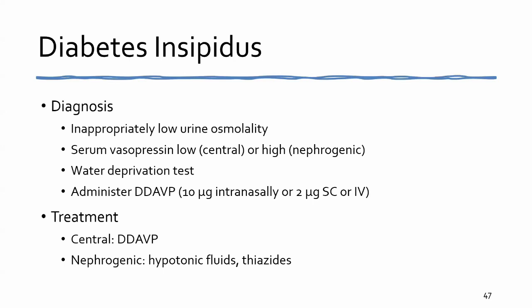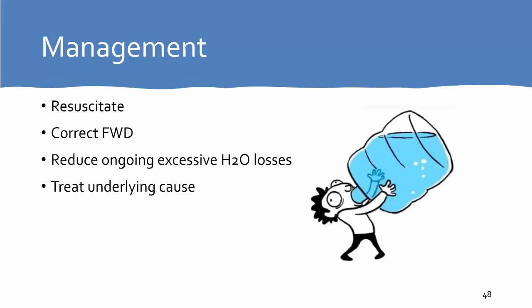And then the treatment, we won't go into detail here. For central diabetes insipidus, we'll give desmopressin. For nephrogenic, we'll give hypertonic fluids and thiazides.